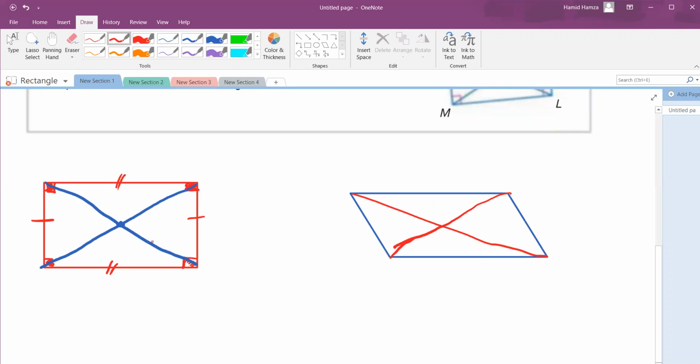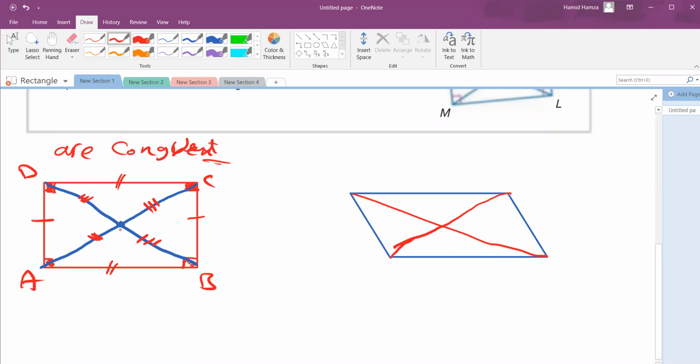So this is the property, guys. What is the difference between a parallelogram and a rectangle? In a rectangle, the diagonals are congruent, or equal in length. This means these four parts will be the same. That means if this is A, B, C, D, the diagonal AC equals the length of the diagonal BD.